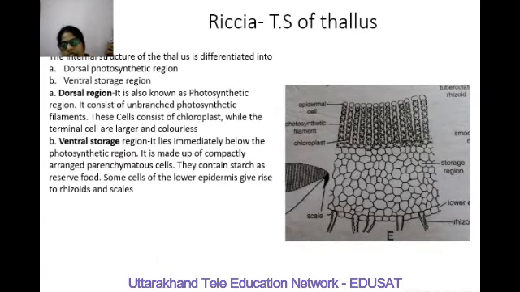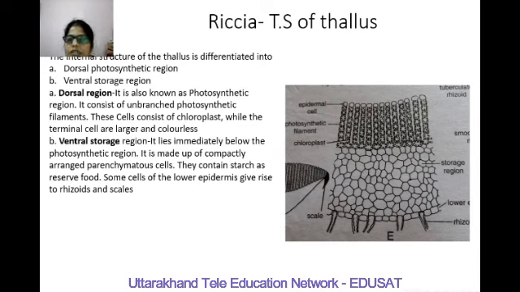While studying the internal structure, the thallus can be divided into two regions, the dorsal photosynthetic region and the ventral storage region below. The dorsal region, also known as the photosynthetic region, as you can see in the diagram, consists of photosynthetic filaments, meaning the cells are placed one over another forming a filamentous structure where the upper cell is different from the lower cells.